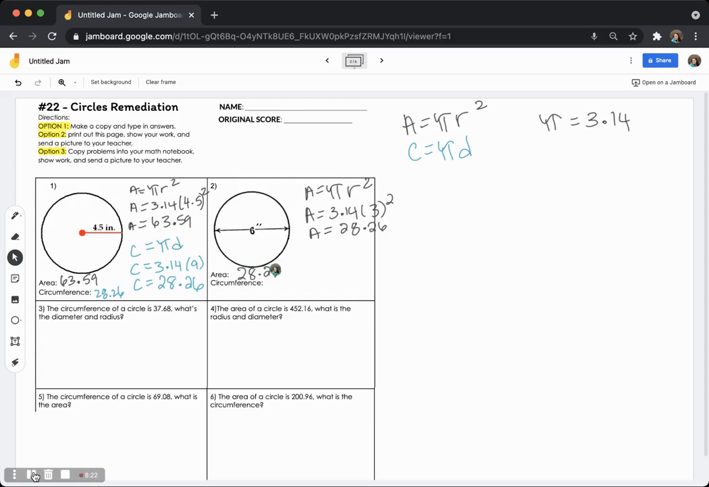All right, for the circumference, I'm going to do pi times diameter. And 6 is going all the way across the circle, so that is our diameter. So I'm going to do 3.14 times 6. And that's going to give us 18.84 for the circumference.